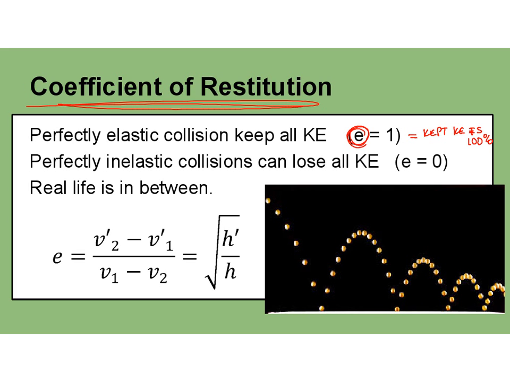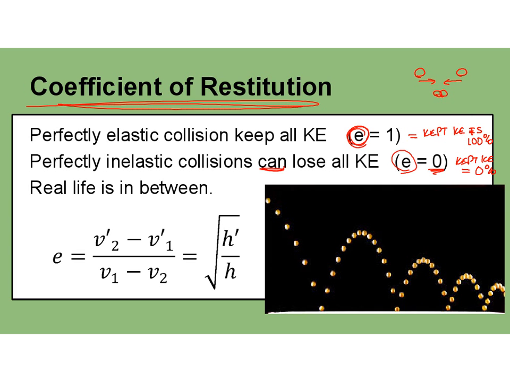Kinetic energy is conserved. Down here, if it's perfectly inelastic, I can lose all of my kinetic energy. Let's say that you had a ball of clay and a ball of clay, and they were going like this, and they hit and they stuck together, and they just stopped dead in their tracks. Right? That could happen. I have no kinetic energy afterwards. So how much kinetic energy did I keep? Kept kinetic energy equals 0%. The coefficient of restitution is 0 right there.